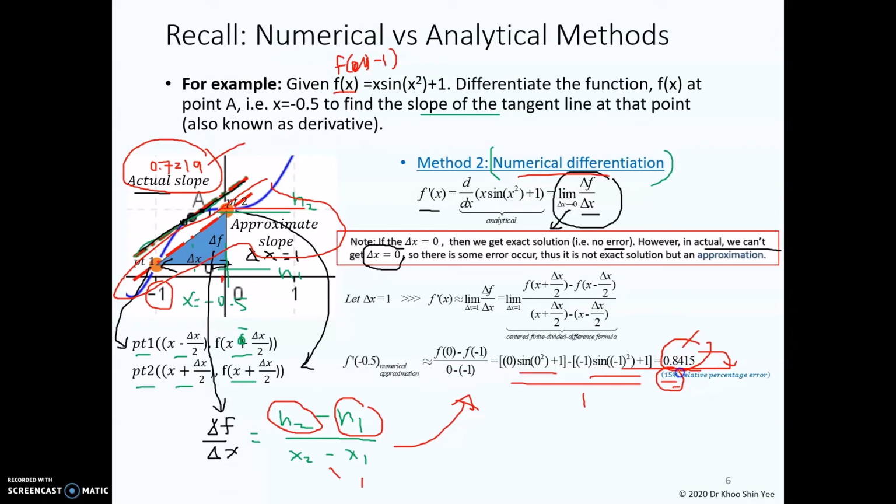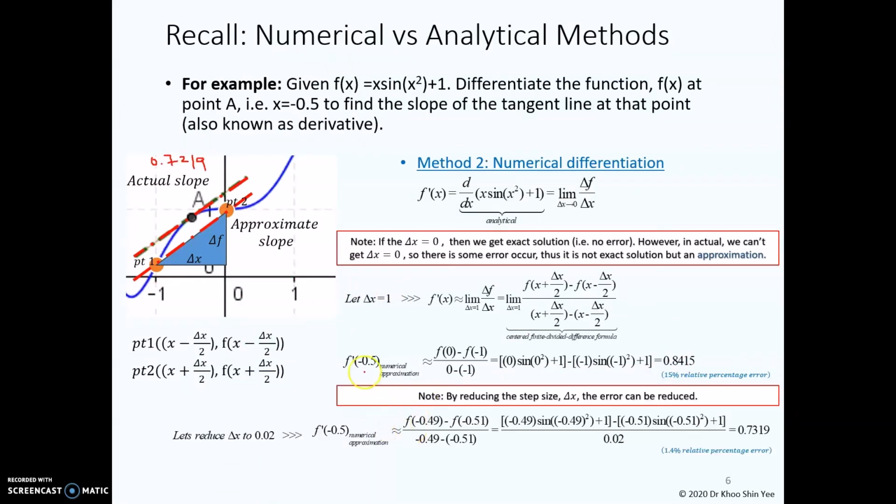To reduce this error, we can consider reducing the step size. For example, if you repeat the same procedure by reducing the delta x to 0.02, then you should obtain the answer equal to 0.7319. Compared to the actual slope, you find that the error is reduced to a much lower value, which is 1.4% in this case. So we can say that the accuracy of the numerical method can be increased by reducing the delta x, which is the step size.